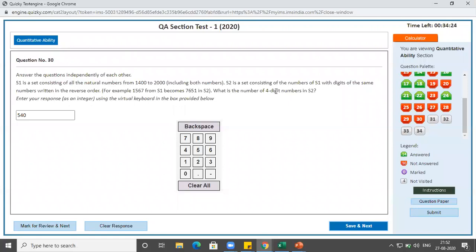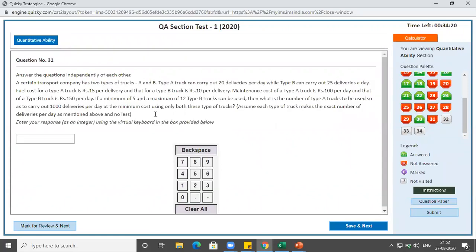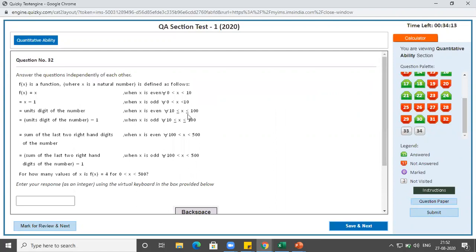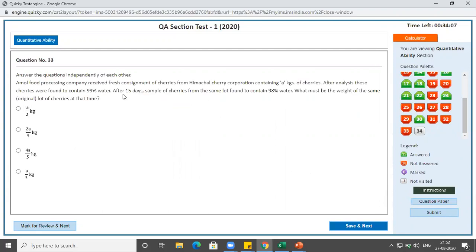Find the number of 4-digit numbers in S2? 540. Got it. A certain transport company. Okay, this seems like a lengthy question. A lot of numbers are here. Next round. I think I'm not going to come back to this question. It's very intimidating at first. If I get any time, say towards the end, in round 3, I'll try to solve that question.